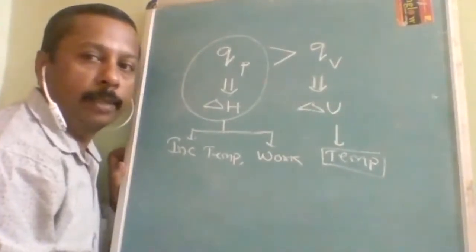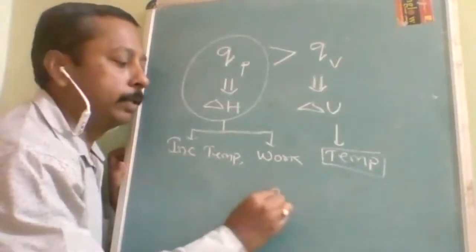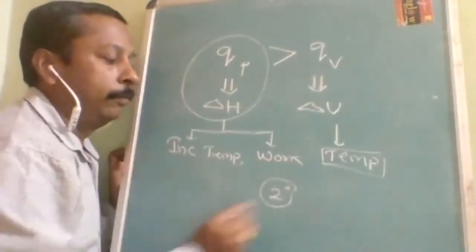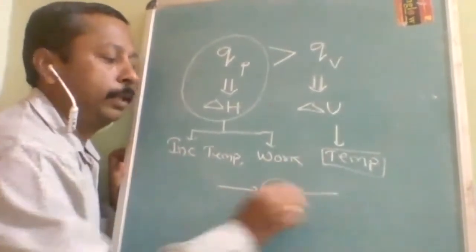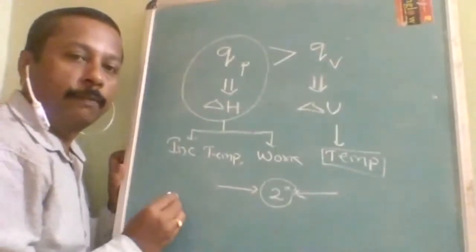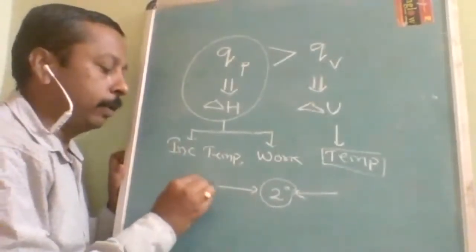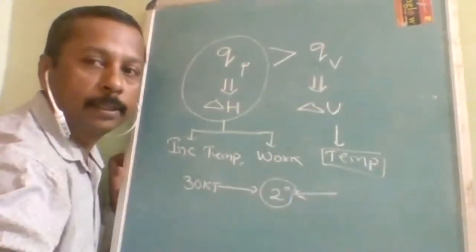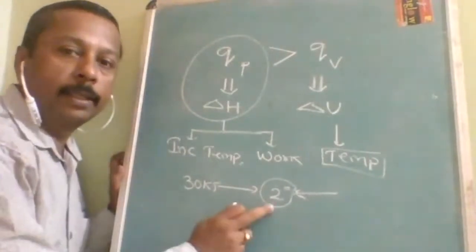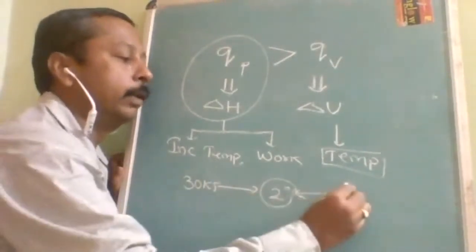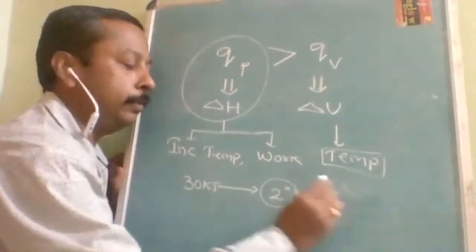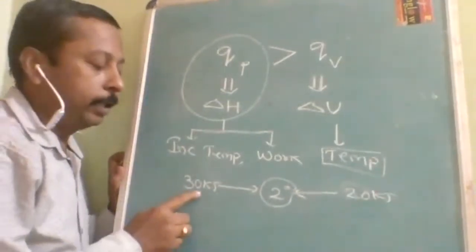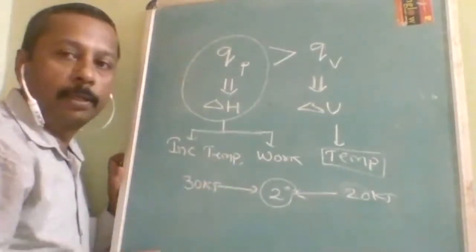Suppose we want to increase the temperature by 2 degrees. If we do this at constant pressure, suppose we require 30 kilojoules. If we do the same process, increasing the temperature by 2 degrees, at constant volume, we require less than 30, that is 20 kilojoules. Why? Because the extra 10 kilojoules is converted into work.